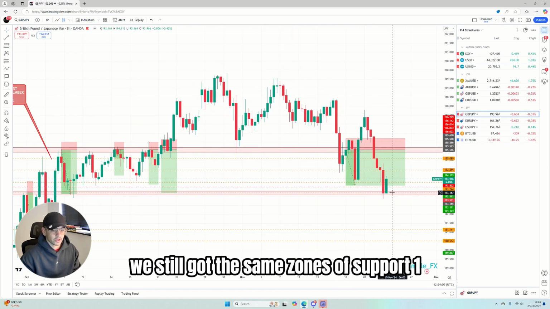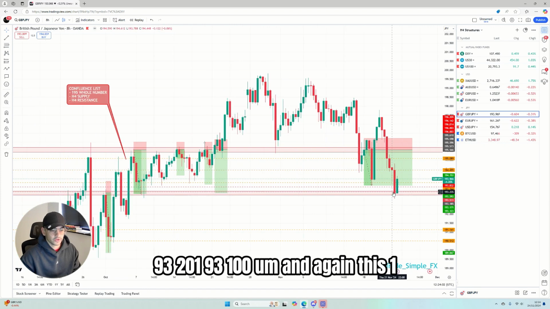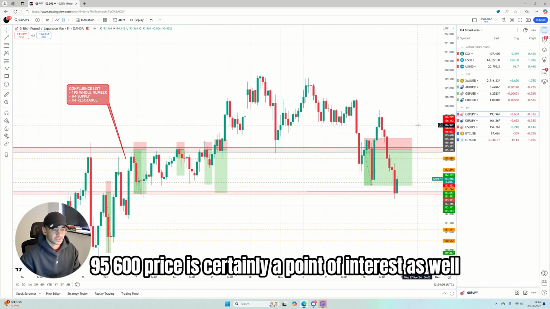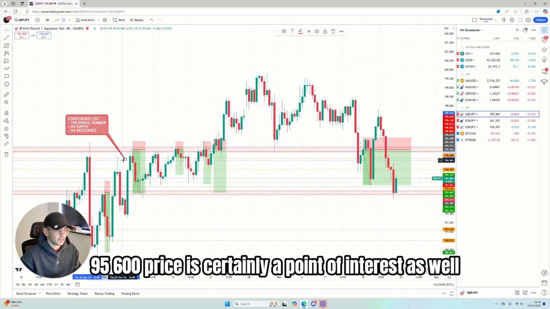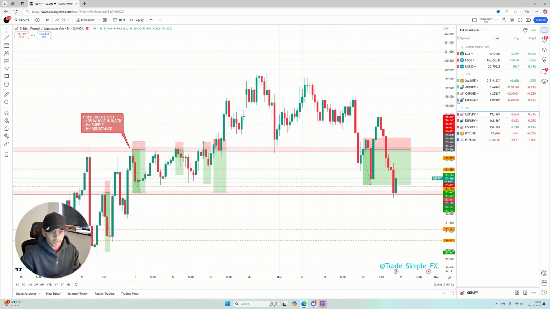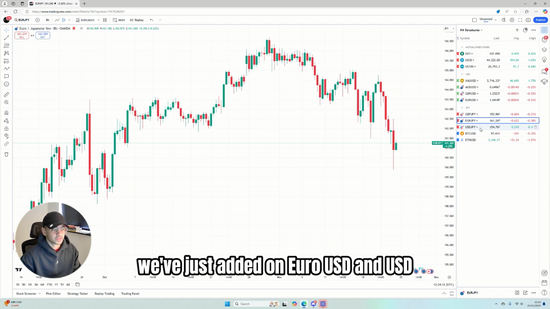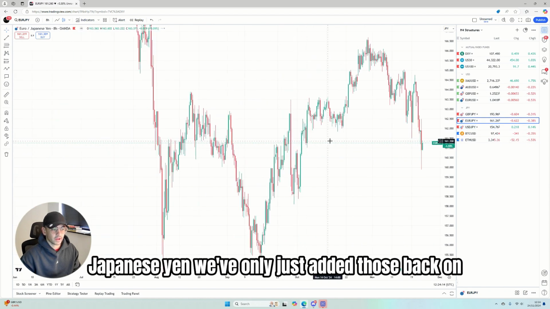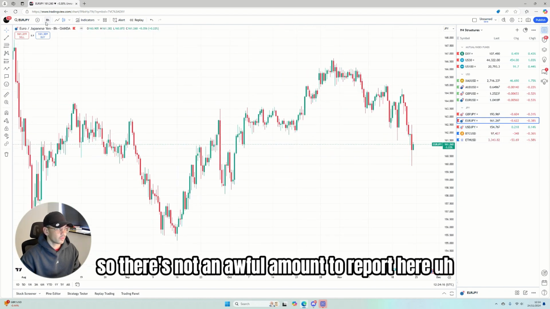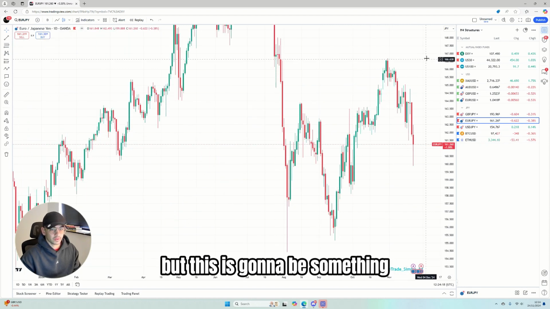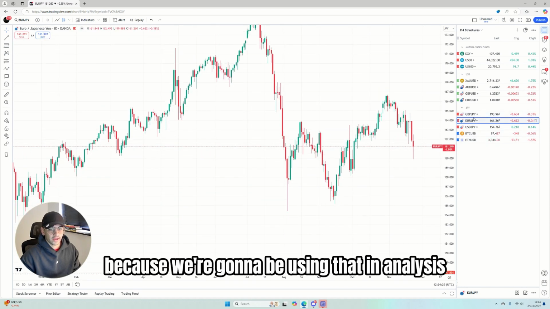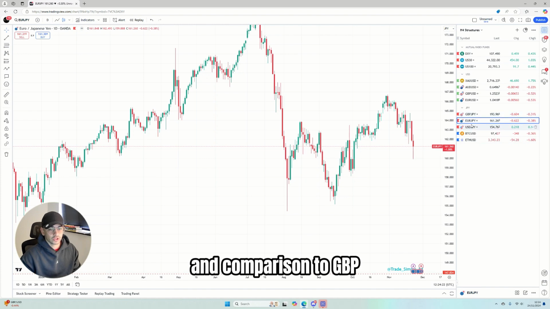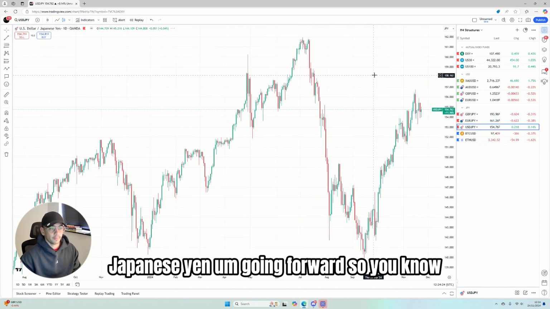We've still got the same zones of support, 193-200, 193-100, and again, this 195-600 price is certainly a point of interest as well. We've just added on Euro/USD and USD/Japanese yen. We've only just added those back on, so there's not an awful amount to report here, but this is going to be something we're going to be following because we're going to be using that in analysis and comparison to GBP/Japanese yen going forward.